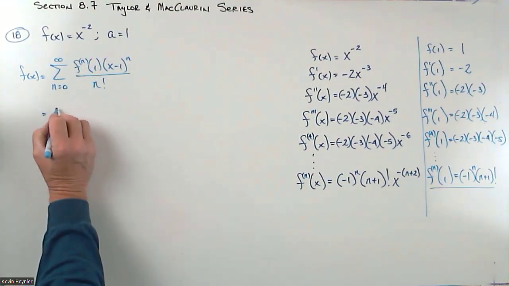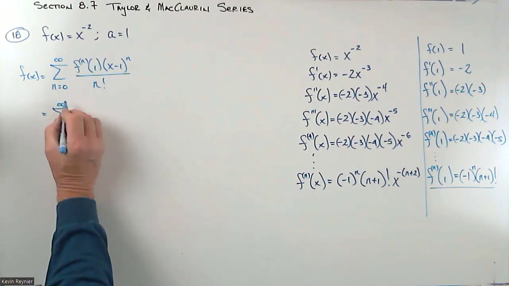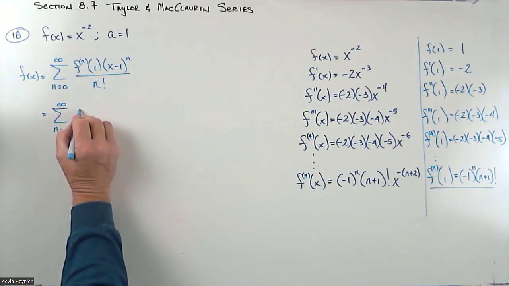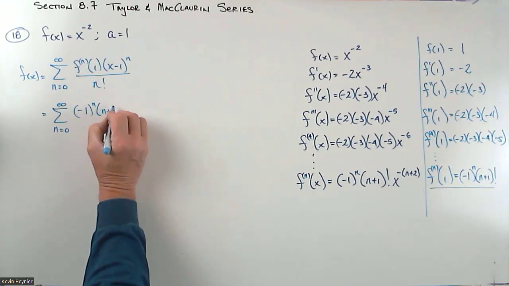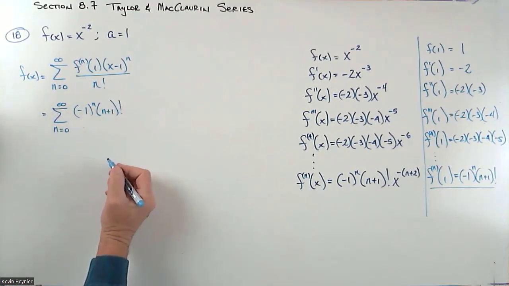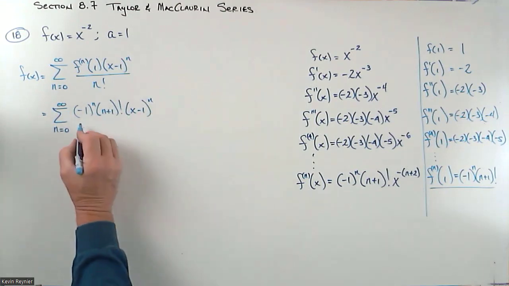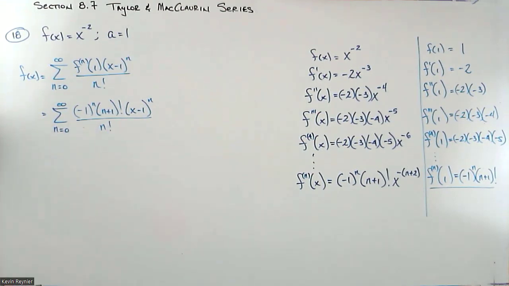That's going to get us the sum from n equals 0 to infinity, and we're going to have (-1) to the n times (n plus 1) factorial. Now we have our (x minus 1) to the n from there, and then from our formula, we have n factorial down below.